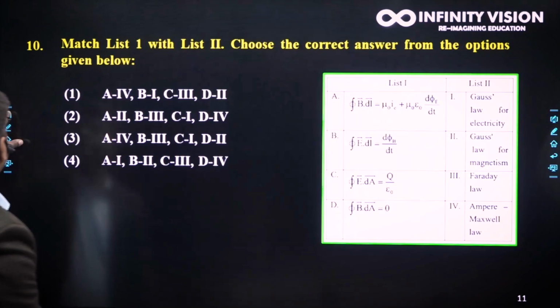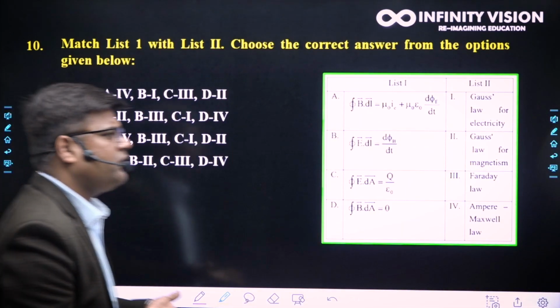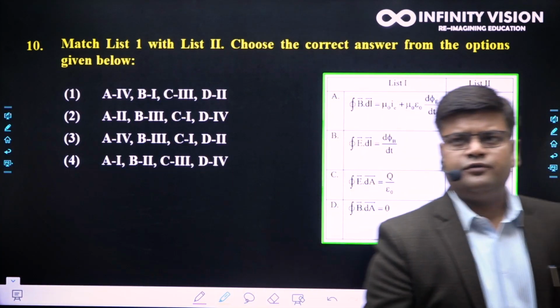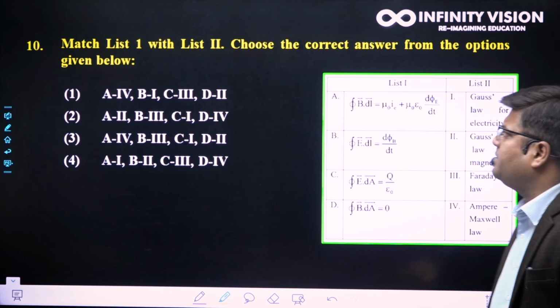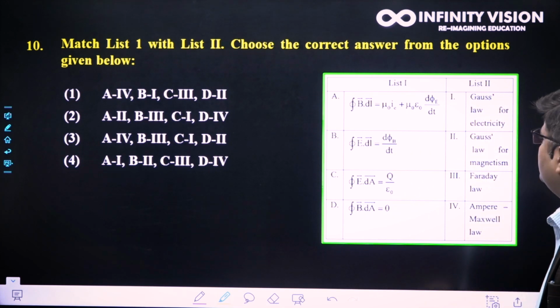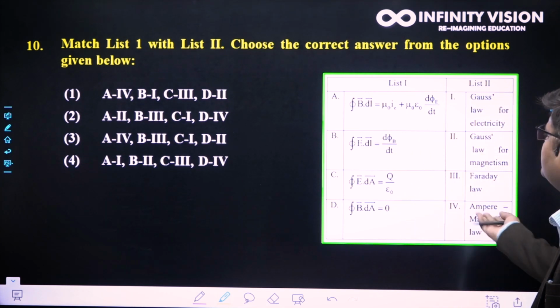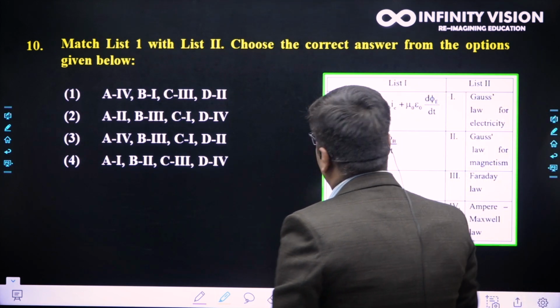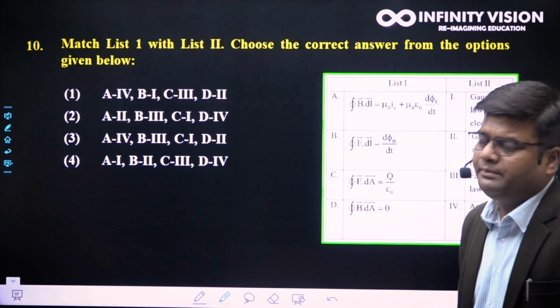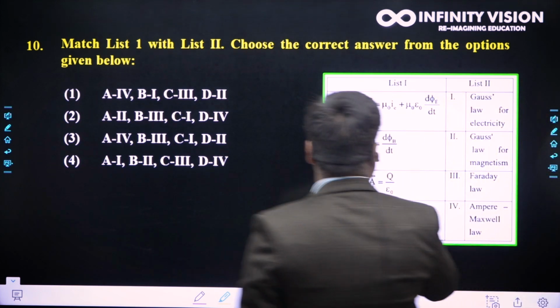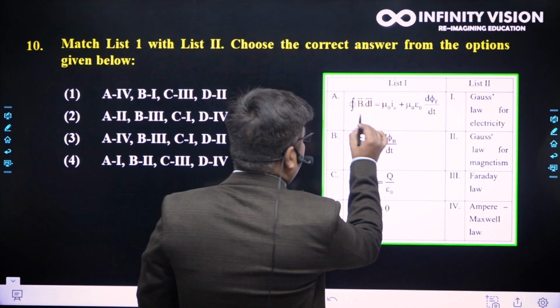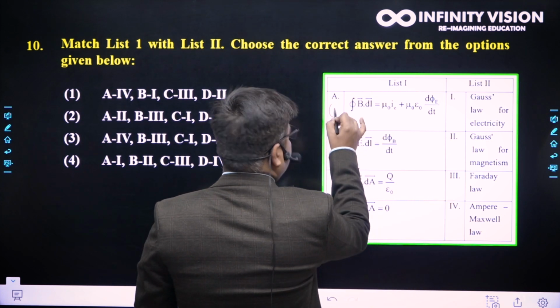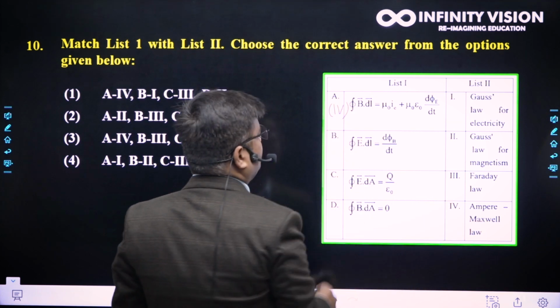Now coming to question number 10. This question is a pure theoretical question based on the 4 equations of Maxwell that are given in the chapter electromagnetic waves. It's very simple, we just have to look into the expression and match the correspondence. So the first law is the modified Ampere circuital law that was modified by Maxwell, including the concept of displacement current. So option A is Ampere Maxwell, this is 4.